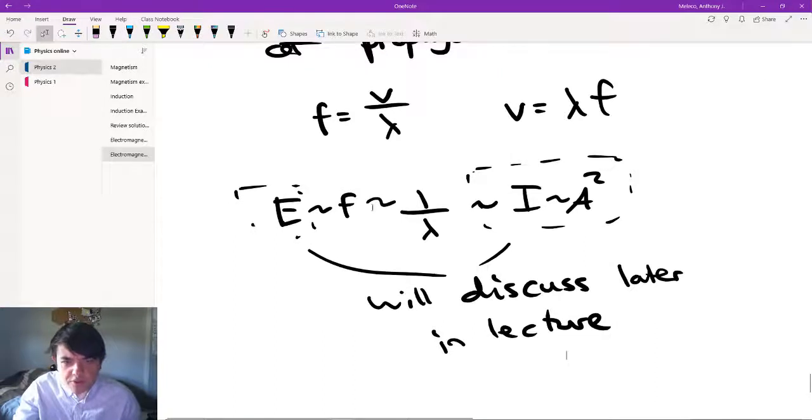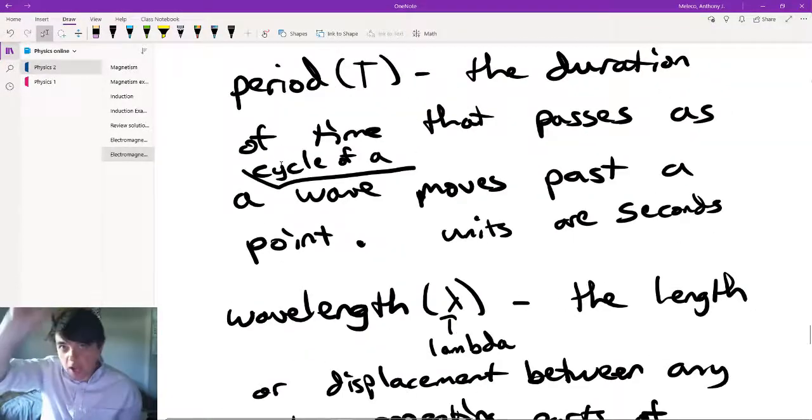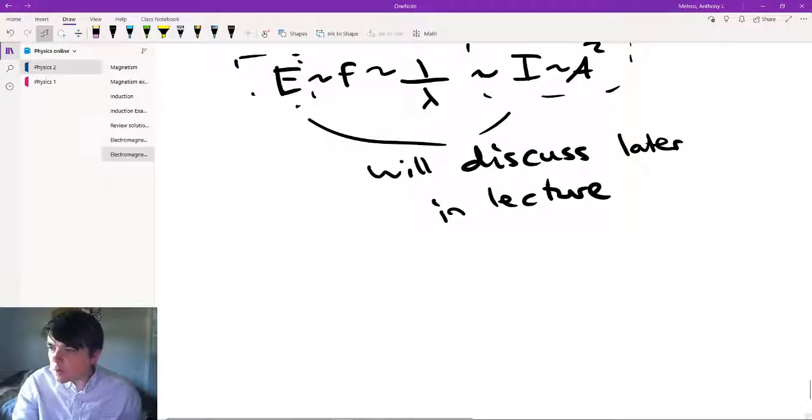So energy is proportional to frequency, inversely proportional to wavelength. That's the most important part. But you can also have the intensity, which I'll talk about what that is, power per time per area, and then you have the amplitude squared here, that it's also proportional to. So if you have a higher amplitude, a higher oscillation, the more energy you're going to transfer, which makes sense.